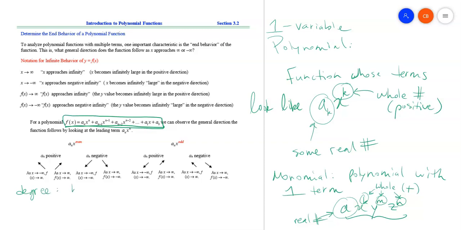The degree is the highest power of x that does not have a 0 as the coefficient. Because of course, if one of these coefficients, especially the one in the front, is 0, then that x term is times 0 and it basically disappears. So the highest power of x without a coefficient of 0.